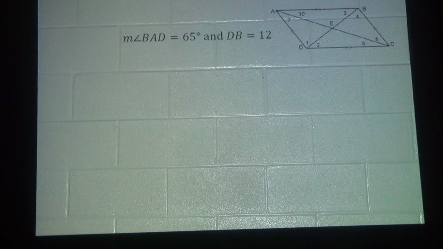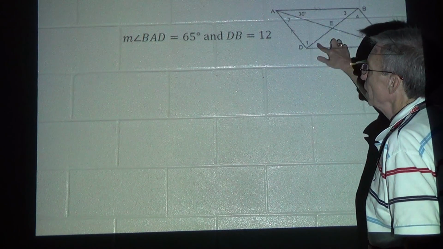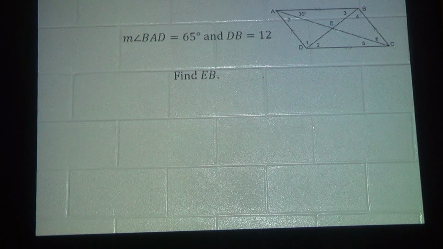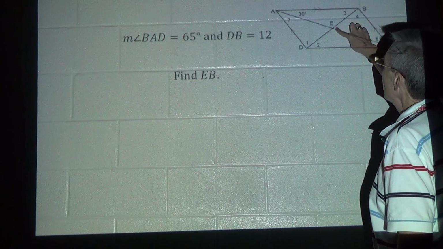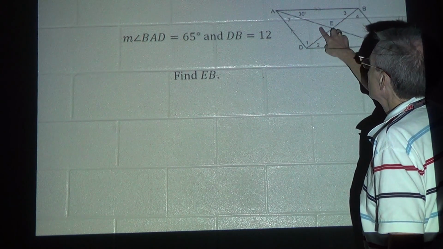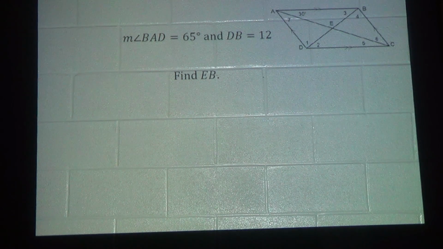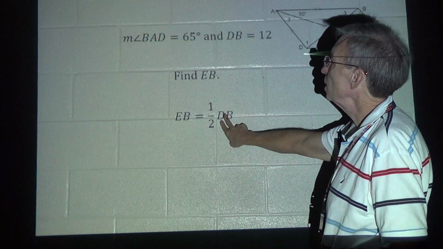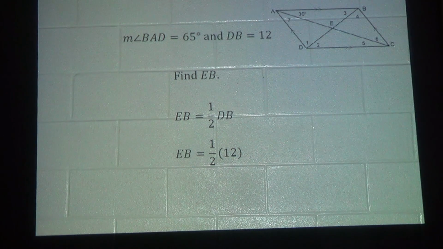All right, I suspect this last example is actually going to ask us something about the diagonals. So let's see what we got. They want us to find the length of EB. EB is this half of the diagonal. They told us this whole thing is 12. Since it's bisected at this point of intersection, you can just take half of the 12, which is the length of DB. So we have 1/2 of 12, so EB equals 6.